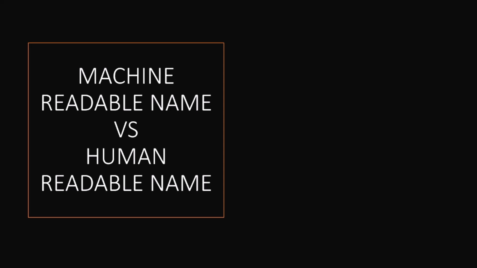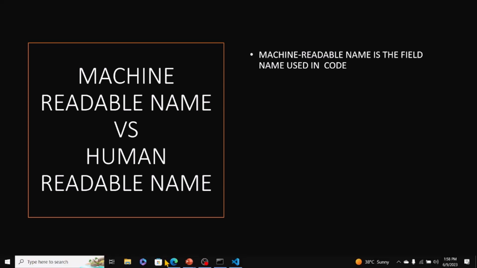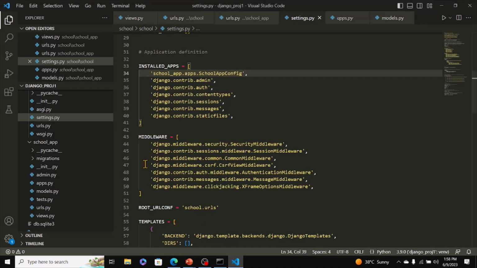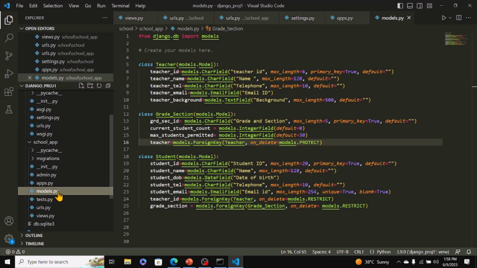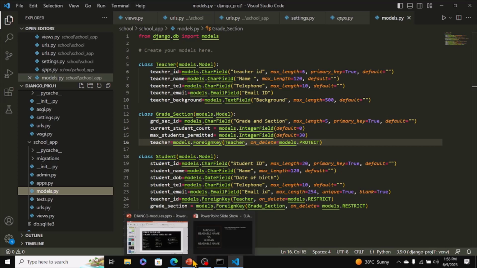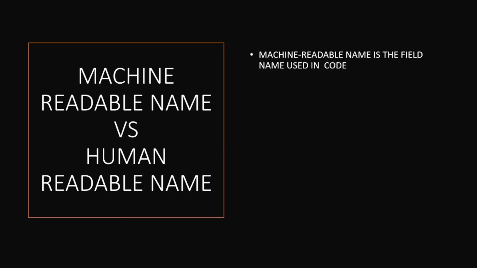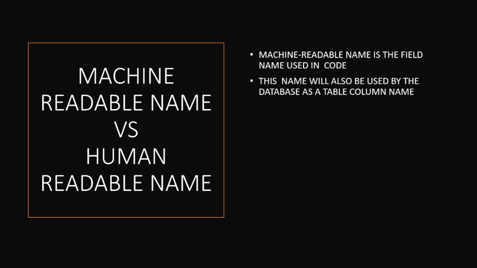Coming to machine readable name versus human readable name, we've already done this. Machine readable name, remember, is the field name used in our code. So if we come back to our models.py file, what you see on the left here, these are all the machine readable names. And then of course, this is the human readable name. This name will also be used by the database as a table column name. That's the machine readable name again we're talking about.